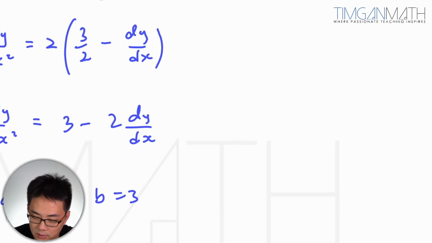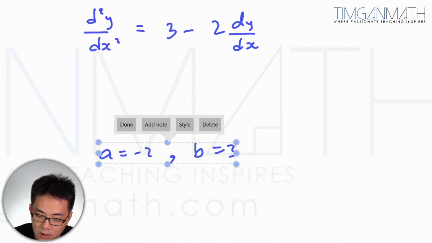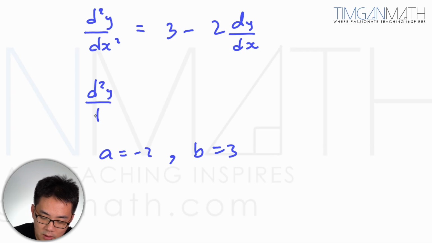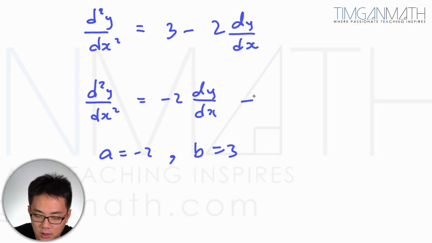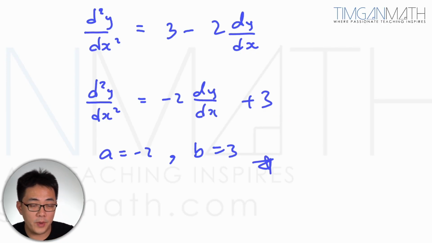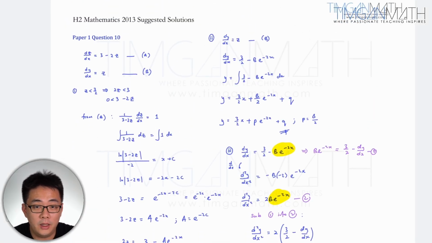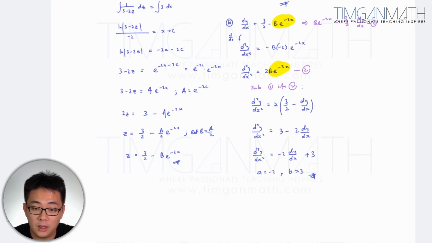Great, I think this is okay. So, d squared y over dx squared plus 2 dy/dx. Yeah, this is how to do this question proficiently. Any questions or comments, please do let me know, okay? And I will see you in the next question.